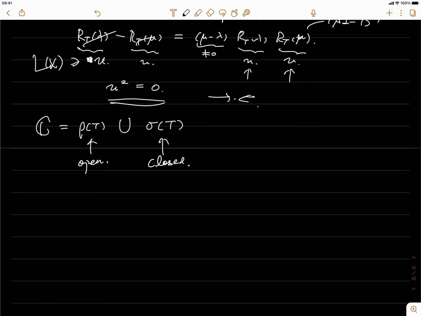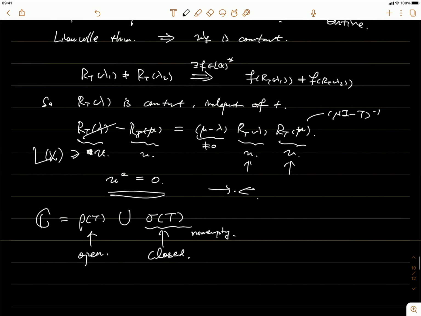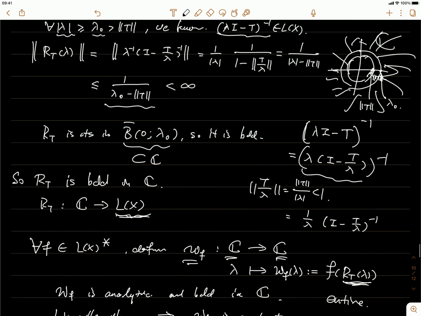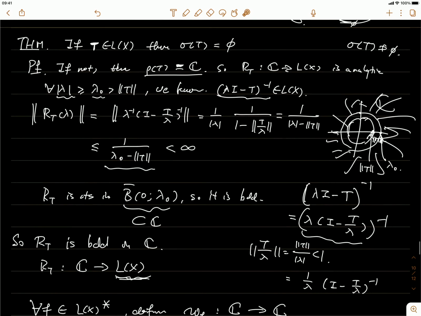And we also show that if T is a bounded linear functional, then this one here is also non-empty. Okay, and another thing we showed, we didn't specify this, but we showed here that when lambda is bigger than this, we know this exists. And this means that lambda is in the resolvent.